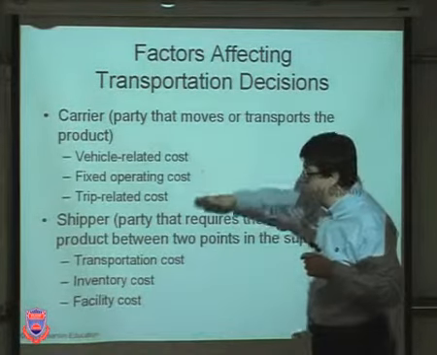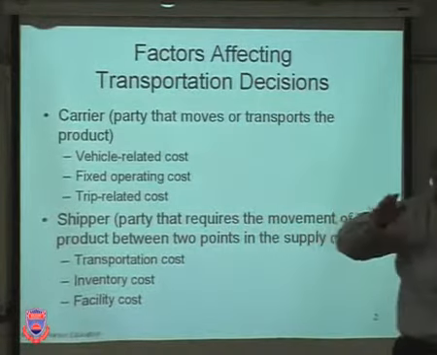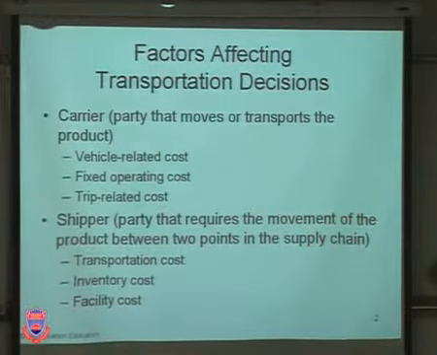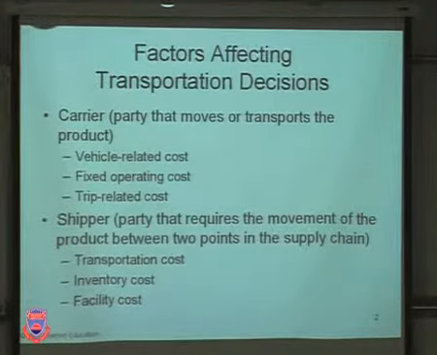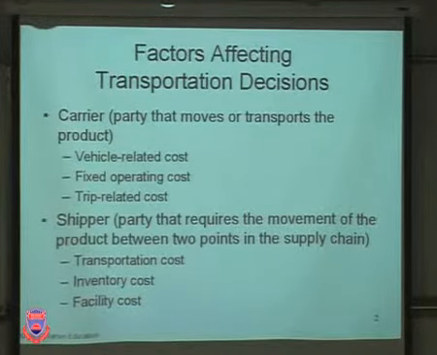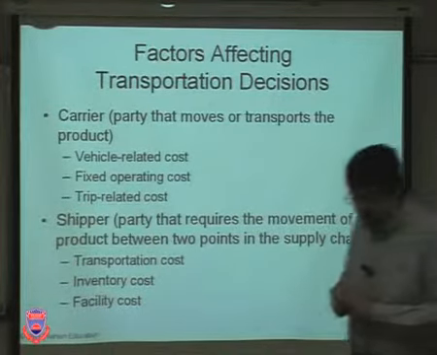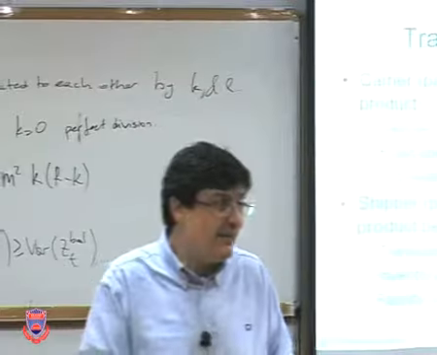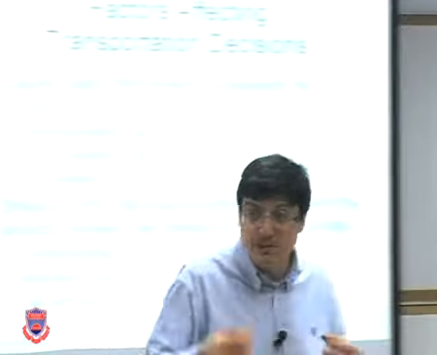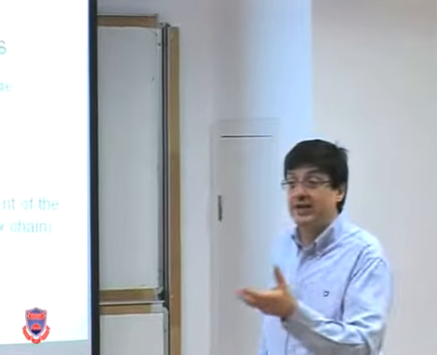If you want to consider this planning issues together with the pricing issue, it's a different ballgame. Now, who is a shipper, on the other hand? Shipper is the party that requires the movement of the product between 2 points in the supply chain. Now, usually, if I am giving an order, I am probably designated to be the shipper. But it turns out that you can have different types of agreements.